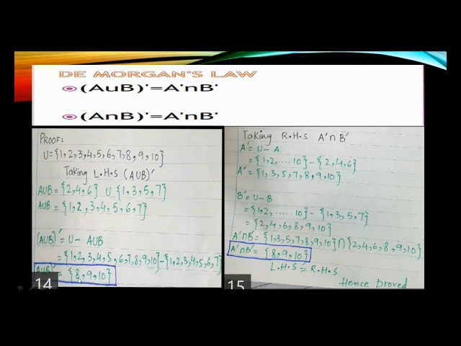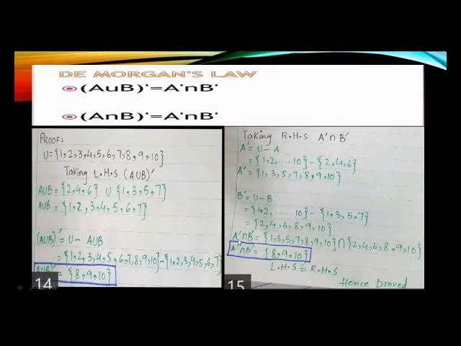The uncommon elements are 8, 9 and 10. Now on the right hand side we have A complement intersection B complement. So we find A complement, whose meaning is U minus A: write the universal set minus set A, subtract, and get the result for A complement. Then B complement means U minus B: write the universal set minus set B, then get this answer.